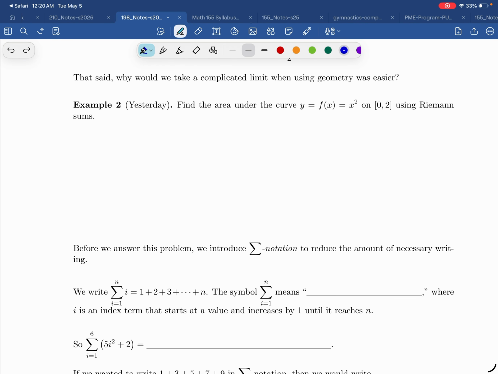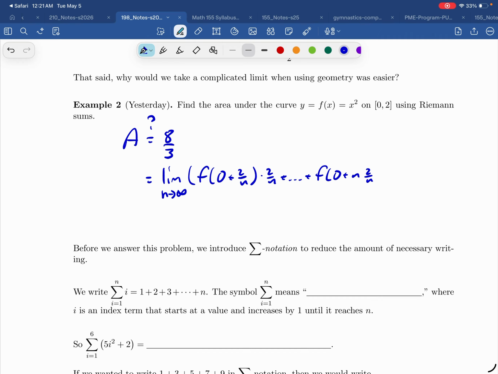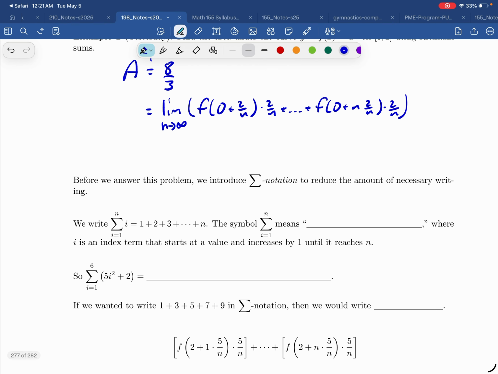Remember when I said that the area equaled 8/3? Well, now we know that it really equals the limit as n approaches infinity of f of 0 plus 2 over n times 2 over n, plus blah, blah, blah, plus f of 0 plus n times 2 over n, times 2 over n. There you go.